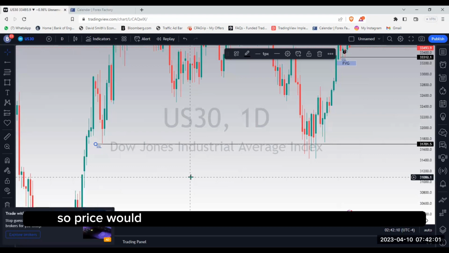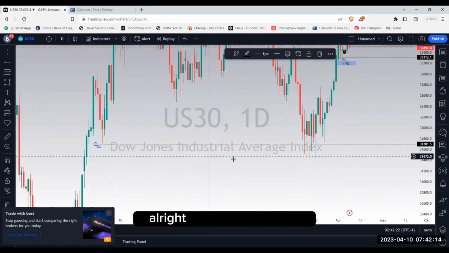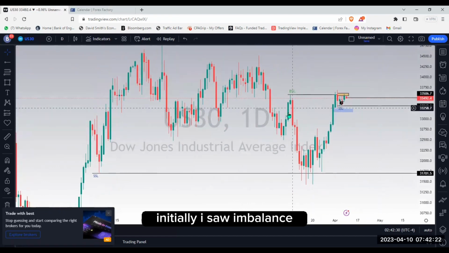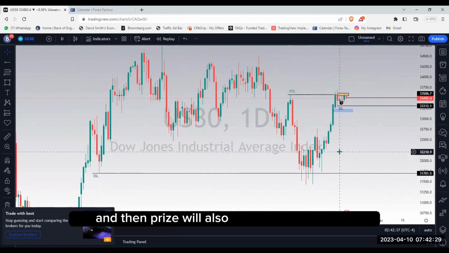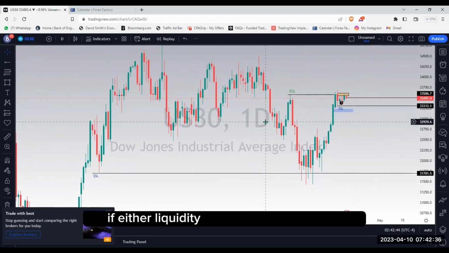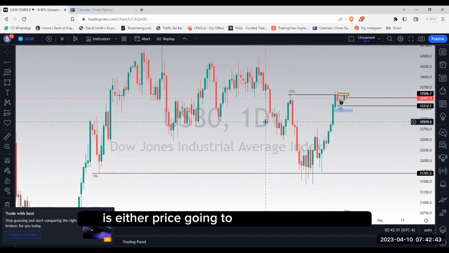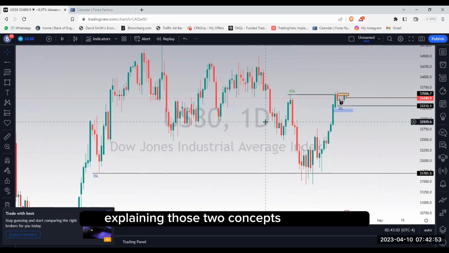All right. So price would always move when there is liquidity. Price had to come down to this point to grab some liquidity. All right. And then where is price going? Initially, I saw imbalance. Price will literally take liquidity before moving, and then price will also go to refill imbalance. All right. So there are two things. It's either liquidity is making price move or imbalance is making it move. It's either price is going to grab some liquidity or price is going to rebalance an imbalance. I hope that makes sense, but I will make a video explaining those two concepts separately.